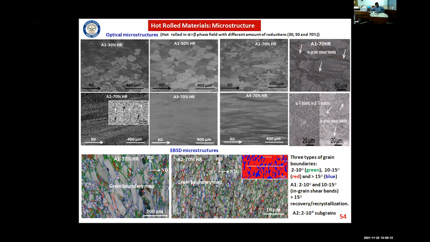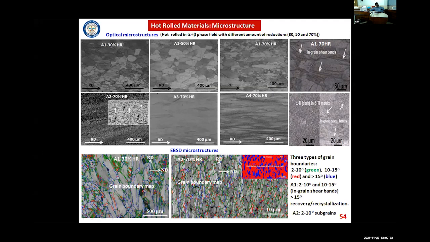70% hot rolled. So here I'm showing the grain boundary map. Here you can see that they have three types of grain boundaries: green, blue and red. The misorientation angle is 2 to 10 degrees for green, 10 to 15 degrees for red, and greater than 15 degrees for blue.